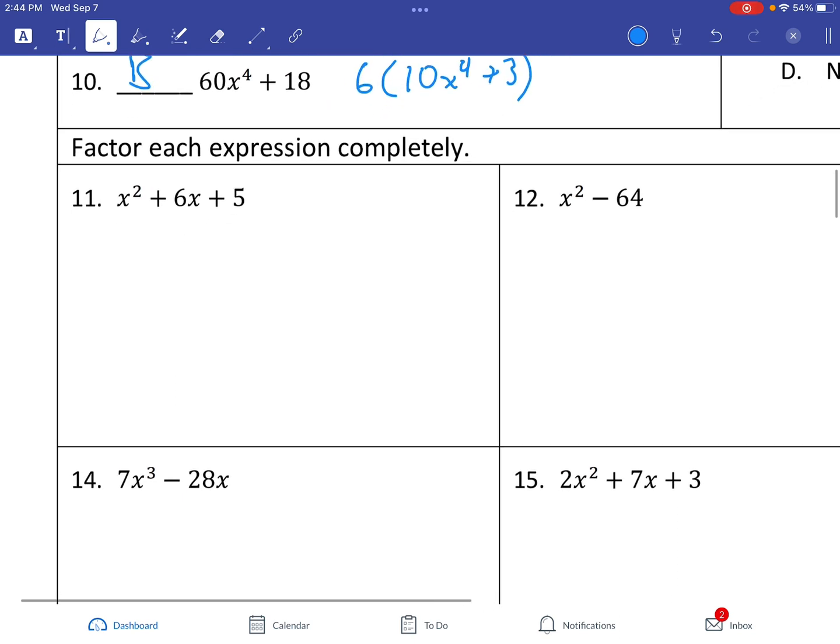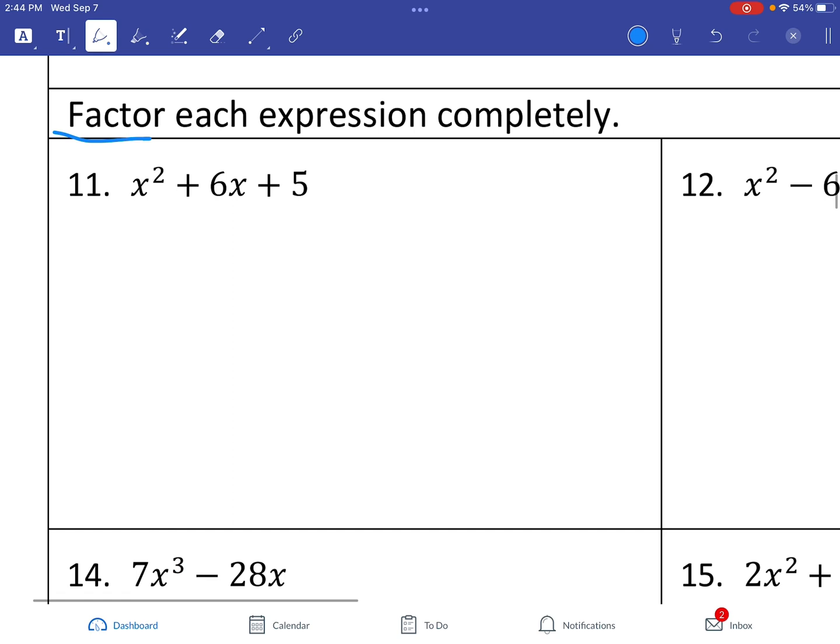Here, it says factor each expression completely, so we're just factoring. Two numbers that multiply to be 5 but add to be 6 are 5 and 1. All right, there's no equals 0 at the end of that expression. It's not an equation, so we just have to factor and then we're done. So we have nothing else to do for number 11.